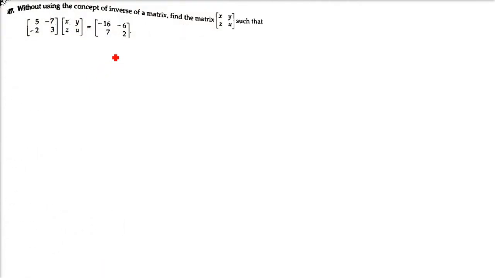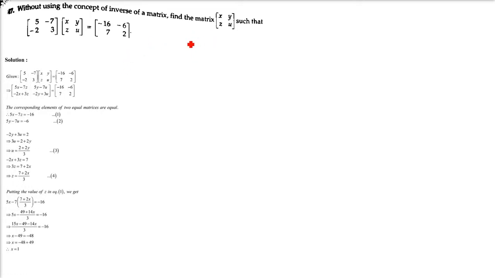Okay. Without using the concept of inverse of a matrix, find the matrix x, y, z, u such that the given equation holds. Remember, this type of question is coming later also, so we'll do this properly. We have to multiply these two matrices and equate with the matrix on the right hand side. There are certain methods. First, the multiplication has to be done.